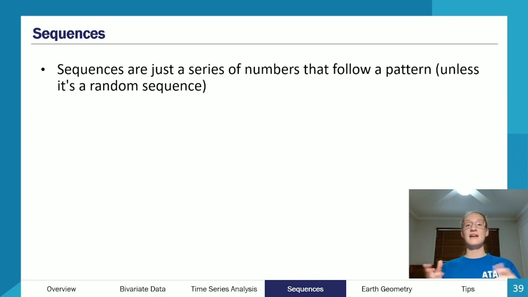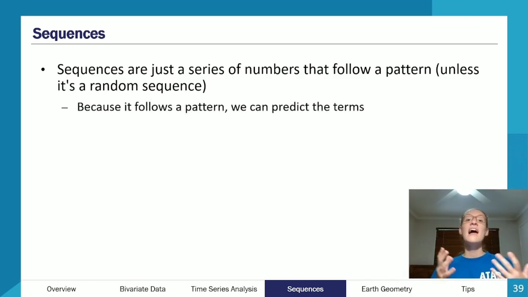So a sequence can be as simple as 2, 4, 6, 8, 10, 12. We're following a pattern. All I'm doing is adding 2 each time. And because it follows a pattern, we can actually predict the terms. So if we're given 2, 4, 6, 8, and I asked you to tell me what the next few terms would be, you could probably tell me that they would be 10, 12, 14, 16, and you could continue to apply that same rule of adding another 2, because I can see that's the pattern, that's the rule that my sequence is following.